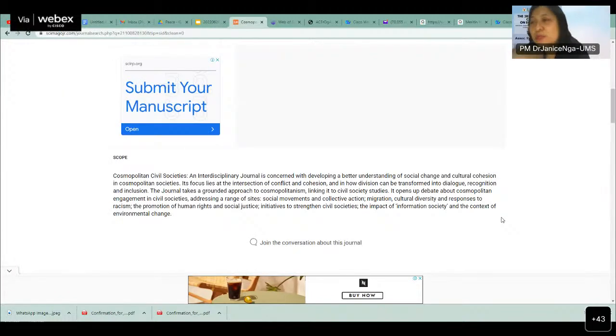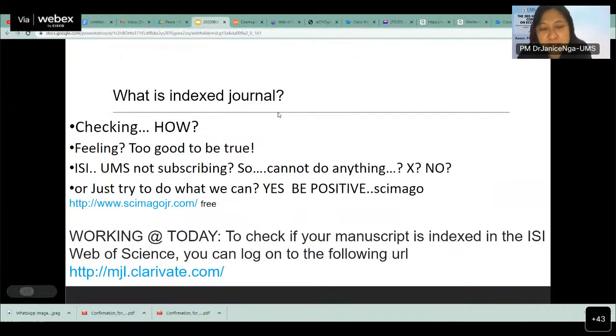So remember, when you publish, it's actually for yourself. Although we do have the key performance indicator and all this, it's not really the top priority. Yes, they will use it for promotion. It should only be to some extent, but not entirely depend on that. Okay, so these are the things that you can check.